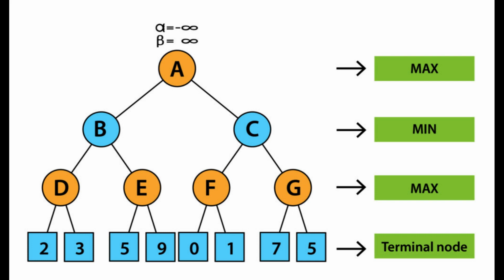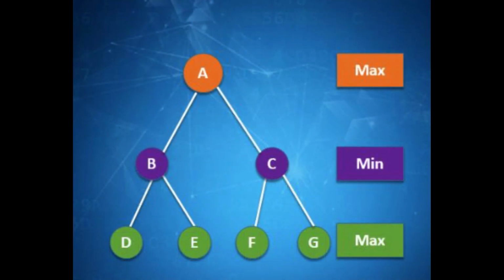Alpha-beta pruning can be applied at any depth of a tree, and sometimes it prunes not only the tree leaves but also entire subtrees. The two parameters are defined as follows. Alpha: the best, highest-value choice we have found so far at any point along the path of the maximizer. The initial value of alpha is -infinity. Beta: the best, lowest-value choice we have found so far at any point along the path of the minimizer. The initial value of beta is +infinity.